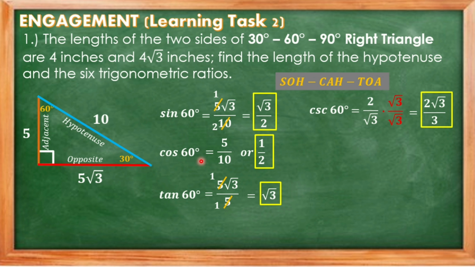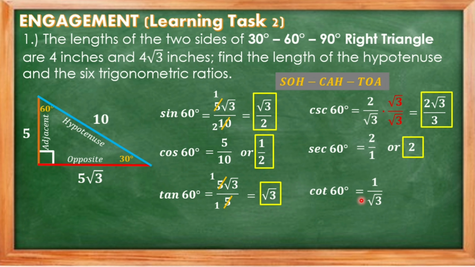Okay, so for cosine, ang reciprocal niya ay si secant 60. So, ang reciprocal ng 1/2 ay 2. For tangent 60 naman, ang reciprocal naman niya ay si cotangent 60. So, ang reciprocal ng answer niya is 1 over the square root of 3.